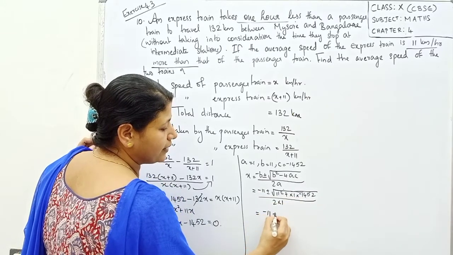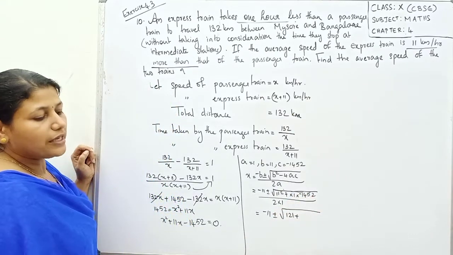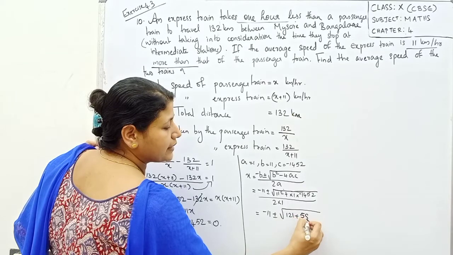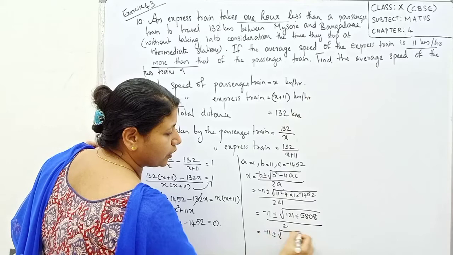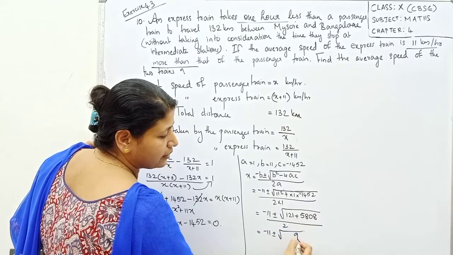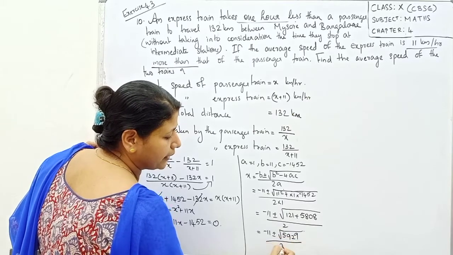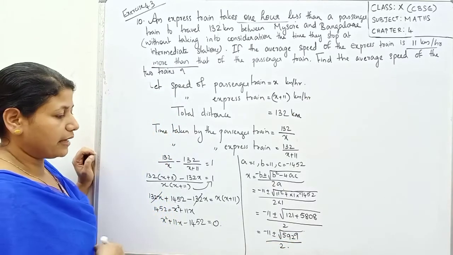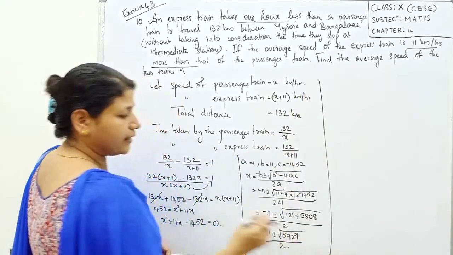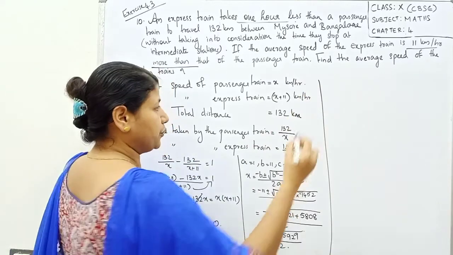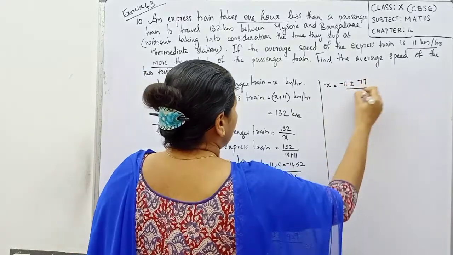You will get negative 11 plus or minus root of, 11 square is 121, plus 1452 into 4 is 5808, by 2. So negative 11 plus or minus root of, you just add these two numbers, you will get 5929, by 2. 5929 is the square of 77. We can use x equal to negative 11 plus or minus 77 by 2.